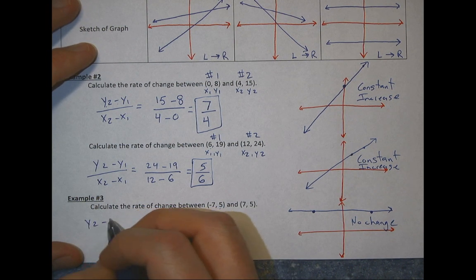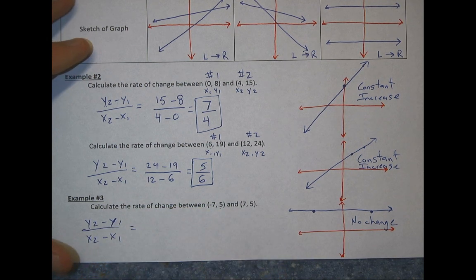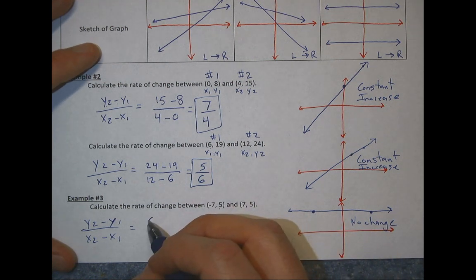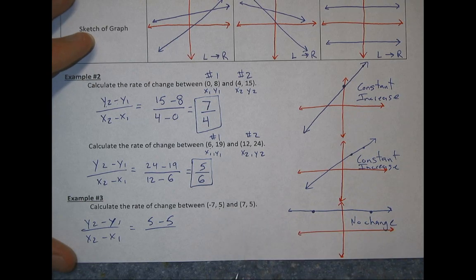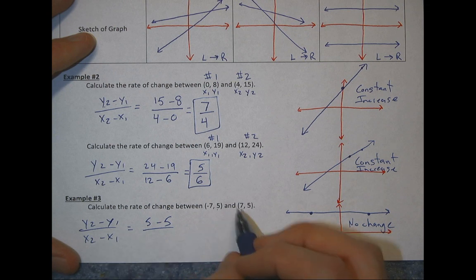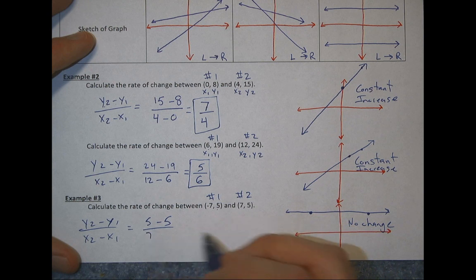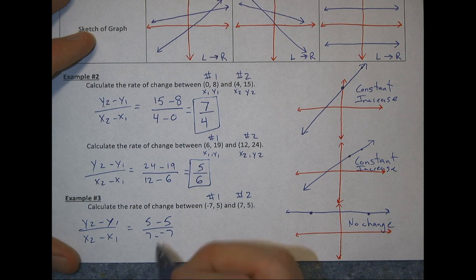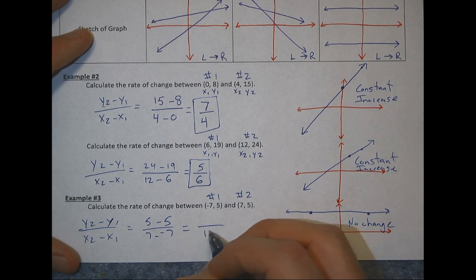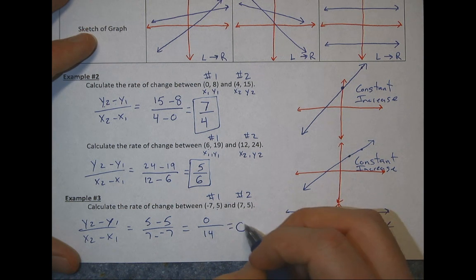So we have y2 minus y1, x2 minus x1. So when we subtract our y values, it's 5 minus 5. And you can see what's going to happen there. And then on the bottom, you may think it's going to be 0, but just hold on because it's x2, which if I'm going to call this number 1 and this number 2, x2 is 7 minus the other one, negative 7. So when I do minus and negative, it actually goes plus plus. So that's 14. But the top is 0. And 0 divided by anything is just 0.